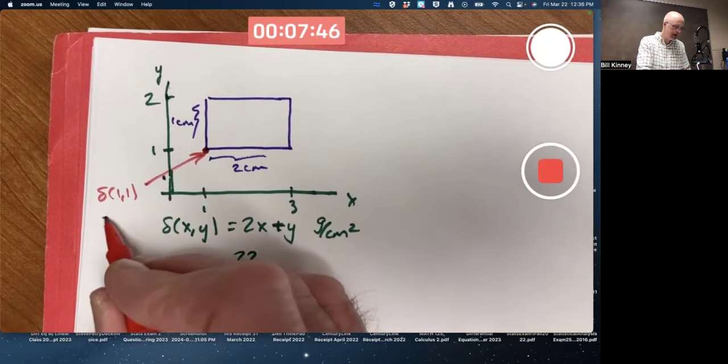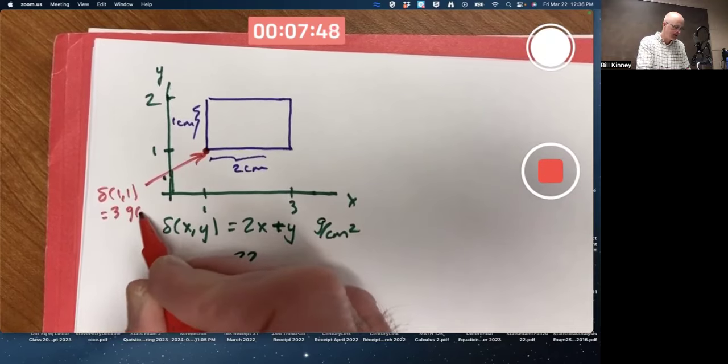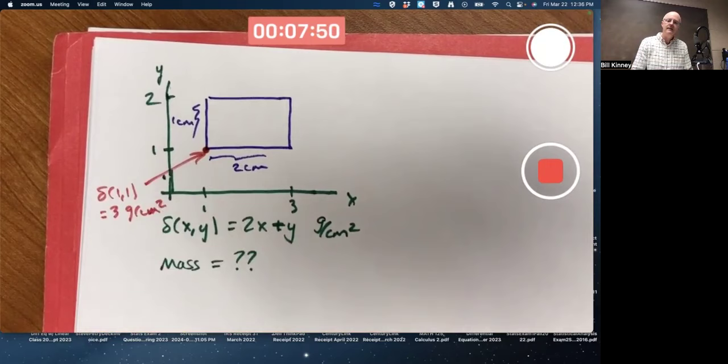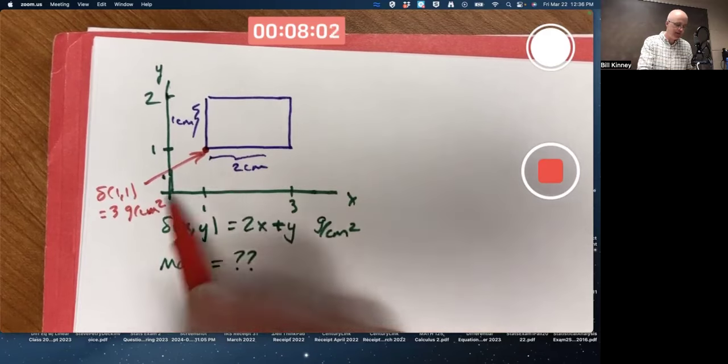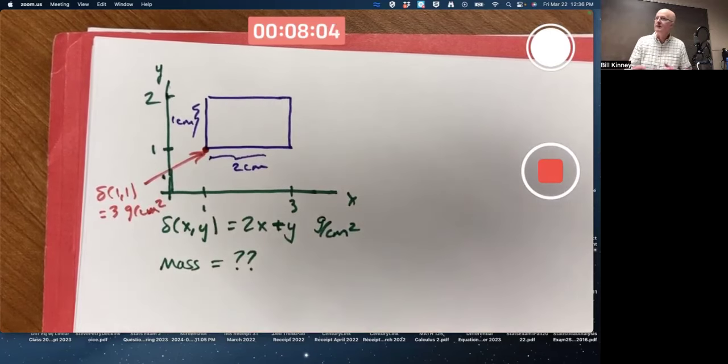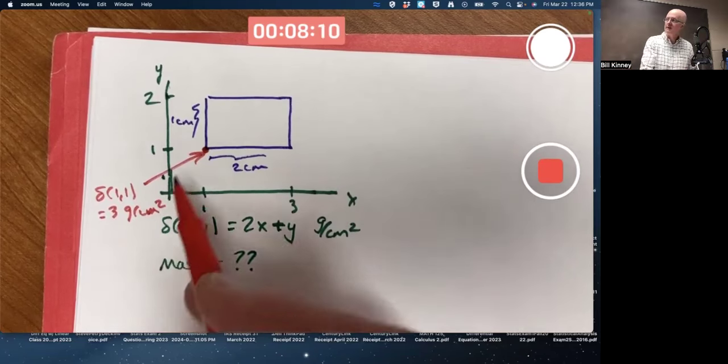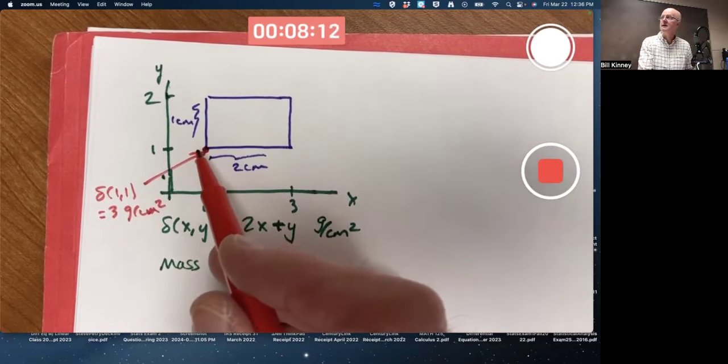This would be 3 grams per square centimeter as the density at that point, meaning, never forget what that means, if you took a small chunk near that point, if it was sufficiently small, you multiply 3 times the area of the small chunk, it would give you the approximate mass of the small chunk. Grams per square centimeter times a small area in square centimeters would give you a small mass in grams.